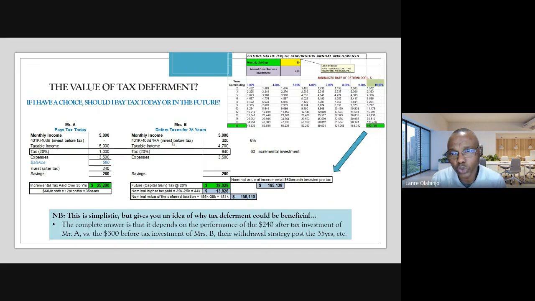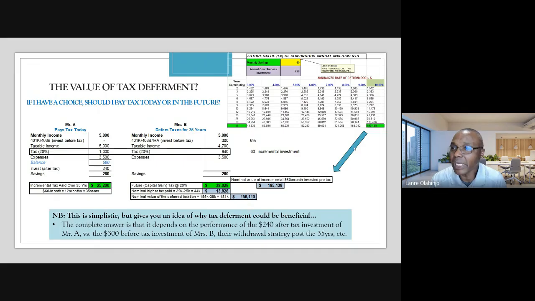Mr. B, on the other hand, chooses to invest pre-tax. Let's say he invests 6%, which is $300 pre-tax, right? In a 401k, as an example. Then that means his taxable income has reduced from 5,000 by 300 to 4,700. So if they are both taxed at 20%, Mr. A will pay 1,000, Mr. B will pay 940. So Mr. B has an extra $60 that he can put into investment for the long term, right? I now put at the top right here, using the same sheet which I have shared, the future value analysis sheet, the value of $60 invested monthly over 35 years at 10% annual return is $195,000 over that period.